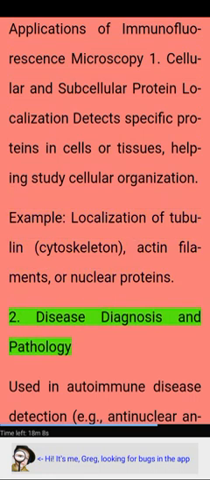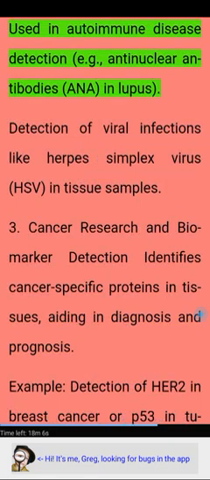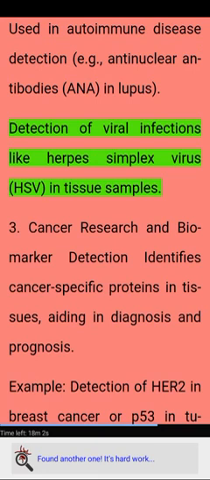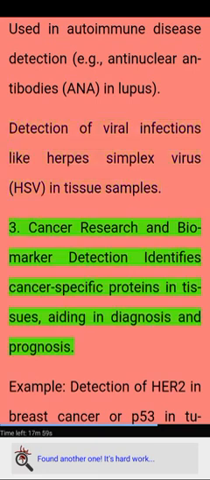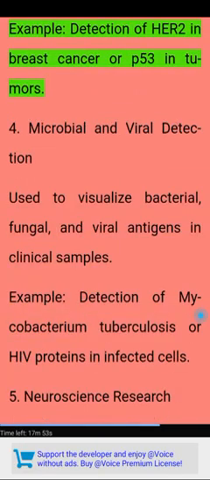2. Disease diagnosis and pathology. Used in autoimmune disease detection, e.g., antinuclear antibodies (ANA) in lupus. Detection of viral infections like herpes simplex virus (HSV) in tissue samples. 3. Cancer research and biomarker detection identifies cancer-specific proteins in tissues, aiding in diagnosis and prognosis. Example: detection of HER2 in breast cancer or P53 in tumors.